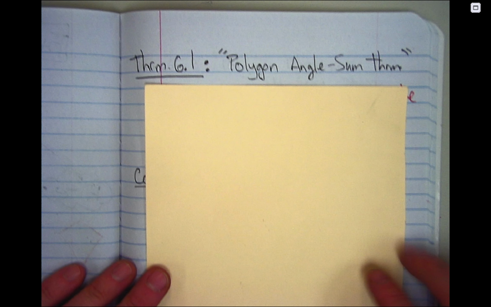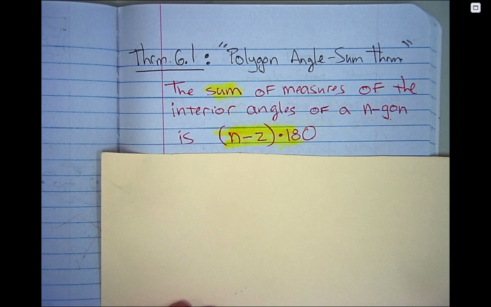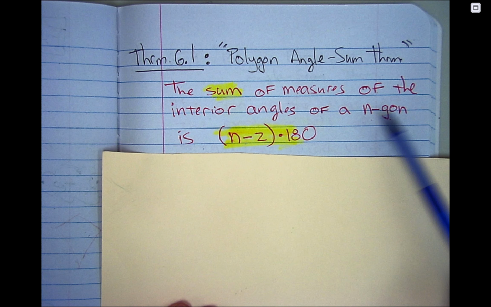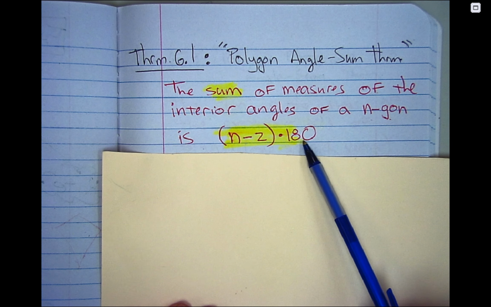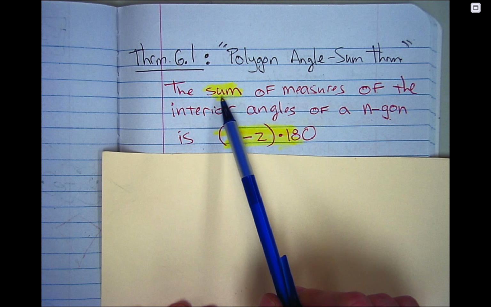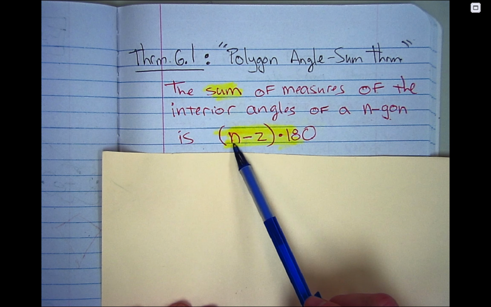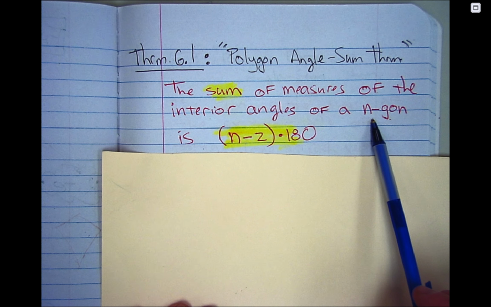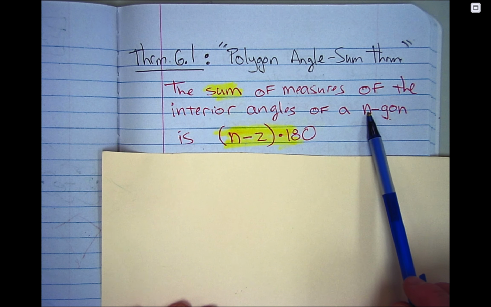Let's take a look at the theorems now. Okay, first theorem that we're going to study is the polygon angle sum theorem, theorem 6.1, and it reads as follows. The sum of measures of the interior angles of an n-gon is n minus 2 times 180. Notice that this formula is used for finding the sum, not each interior angle, the sum of all the interior angles. N stands for the number of sides of the polygon, and an n-gon is a polygon with n number of sides. It could be 5 sides, 8 sides, 12 sides, whatever.